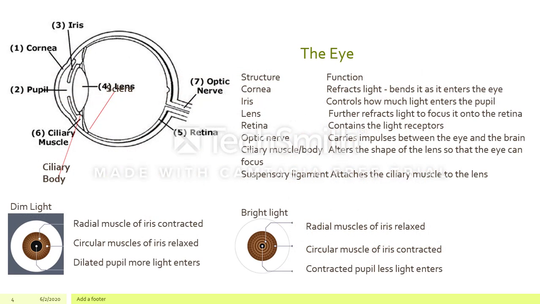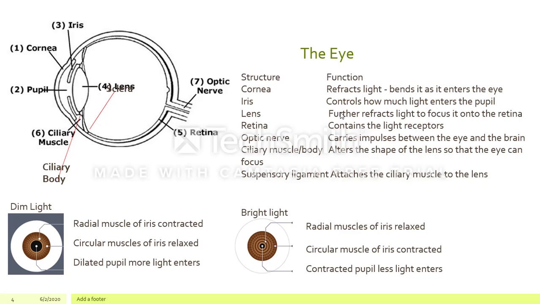Our next section will be the eye. So here on the left we have the parts of the eye. Number 1 is the cornea, which reflects light and bends it as it enters the eye. Number 2, the pupil. Number 3, the iris, which controls how much light enters the pupil. The pupil is where light enters through. And number 4 is the lens, which further refracts light to focus it on the retina.